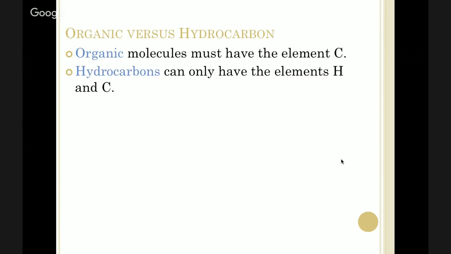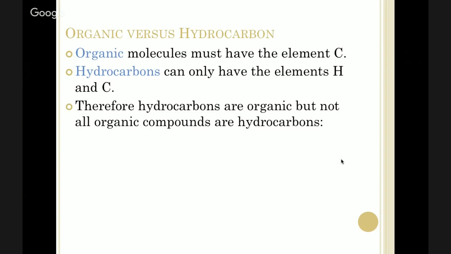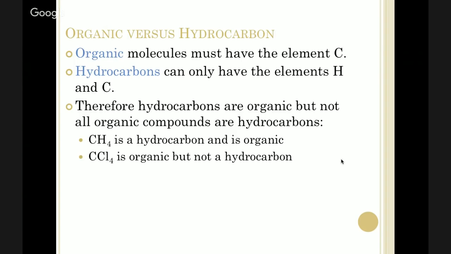Organic molecules must have carbon in them. Hydrocarbons have both hydrogen and carbon. Therefore, hydrocarbons are organic, but not all organic compounds are hydrocarbons. So CH4 is a hydrocarbon and is organic. CCl4 would be an organic substance because of the carbon, but not a hydrocarbon. And oxygen, a lot of people for some reason think is a hydrocarbon and organic, but it's neither because it does not have carbon, and it's not a hydrocarbon because it doesn't have hydrogen or carbon.